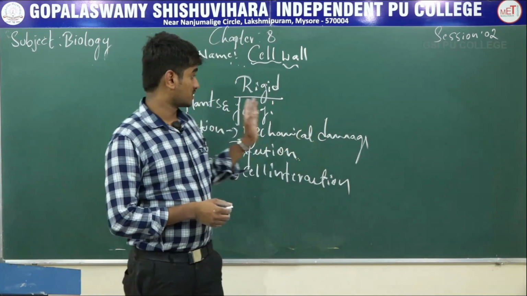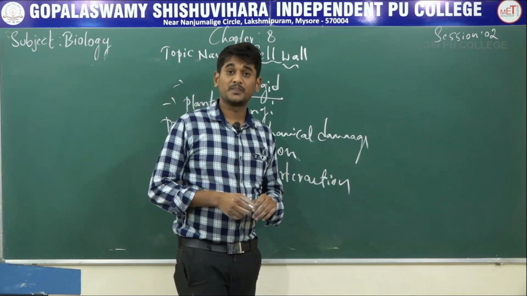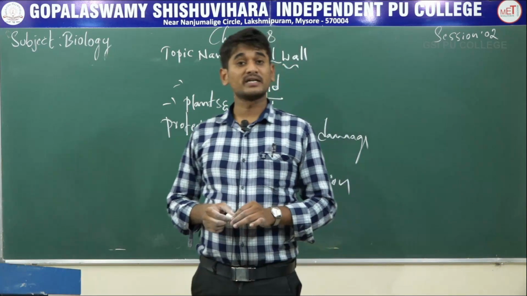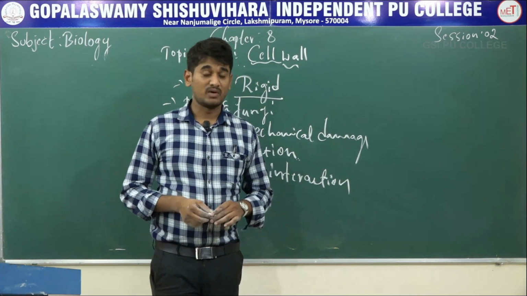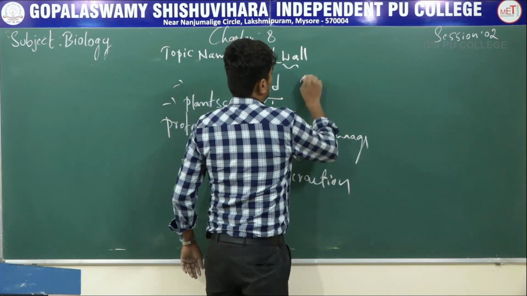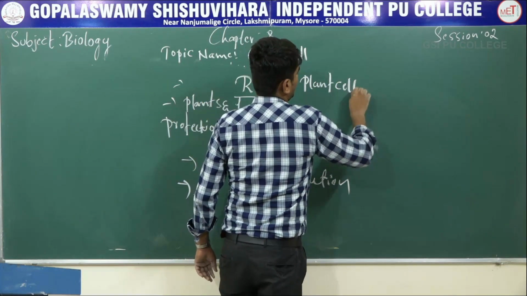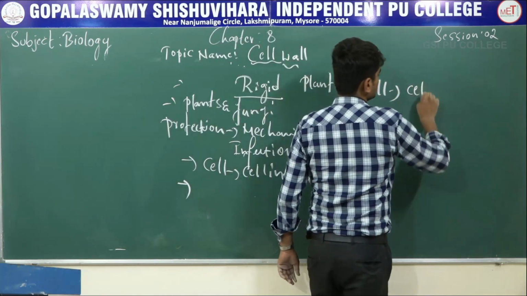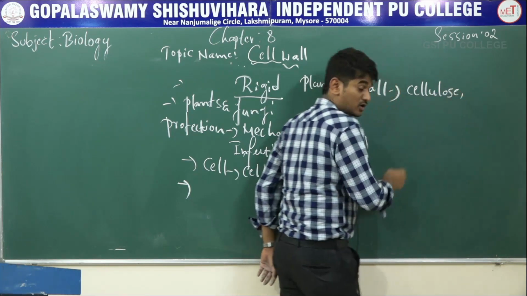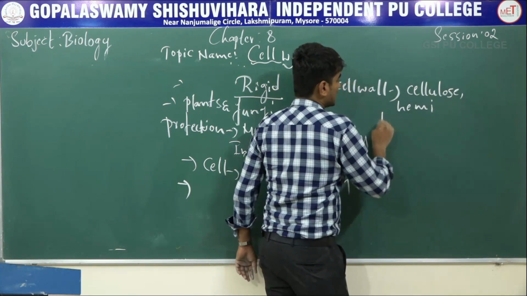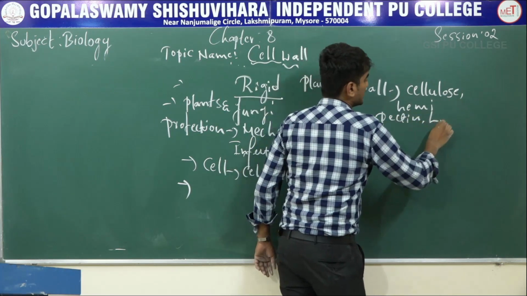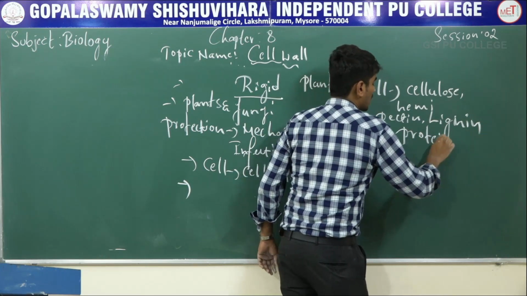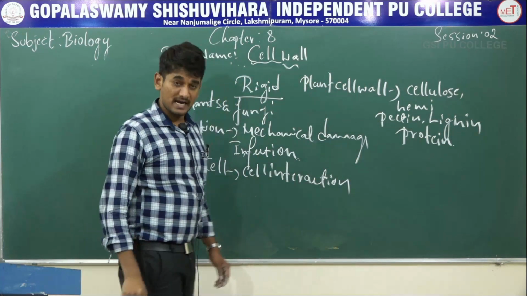See, I already told you the cell wall is present in both plants and fungi. But the cell wall components vary. For example, the plant cell wall components are cellulose, hemicellulose, pectin, lignin and protein. So these are all cell wall components in plants.